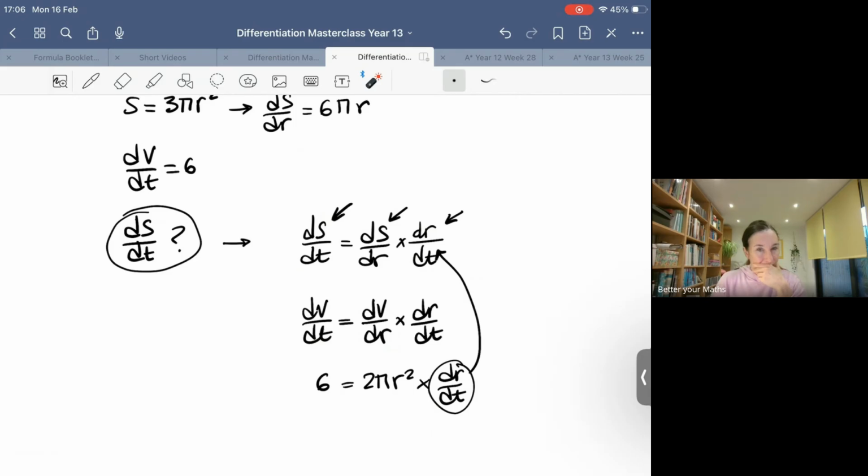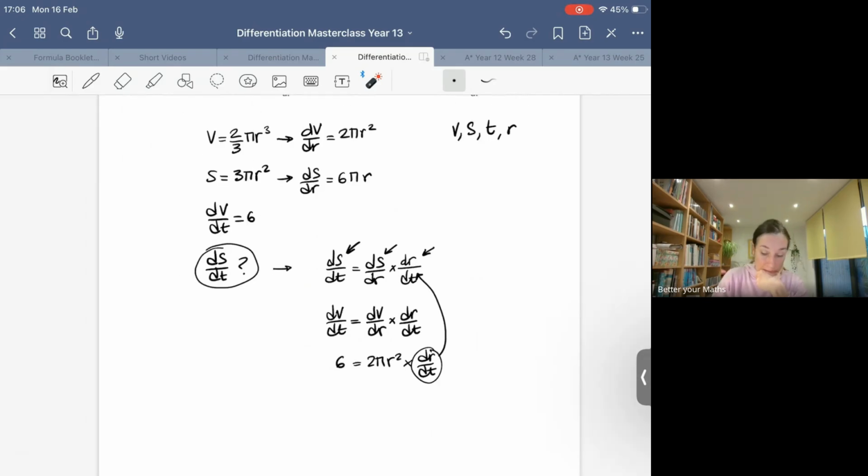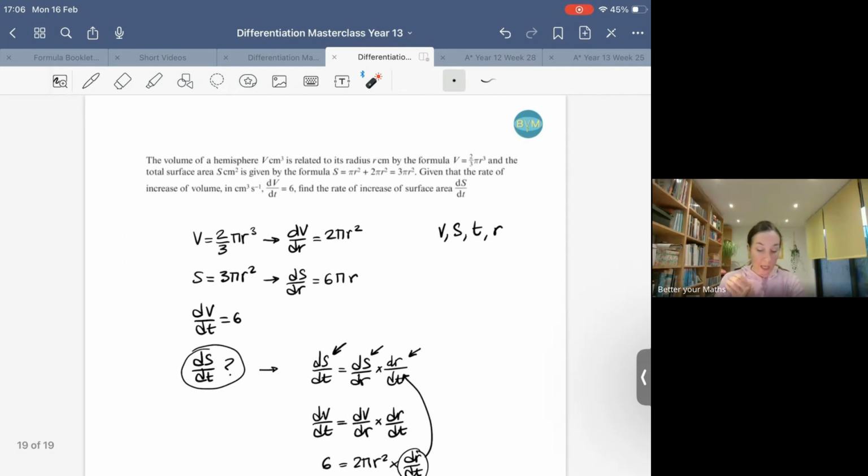Is it clear? It's a bit confusing. It's not the most common question anyway. I think it's more common to find differential equations and then solving them. So when we do integration, we will work a bit more on this. Any question?